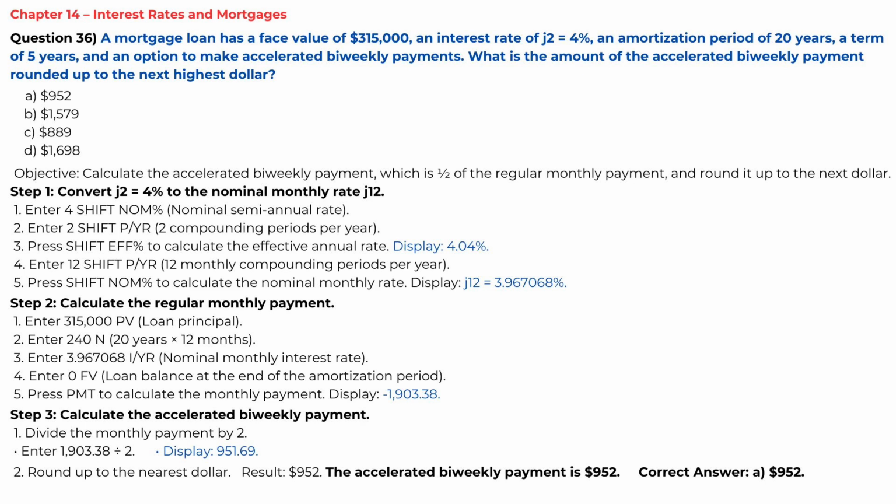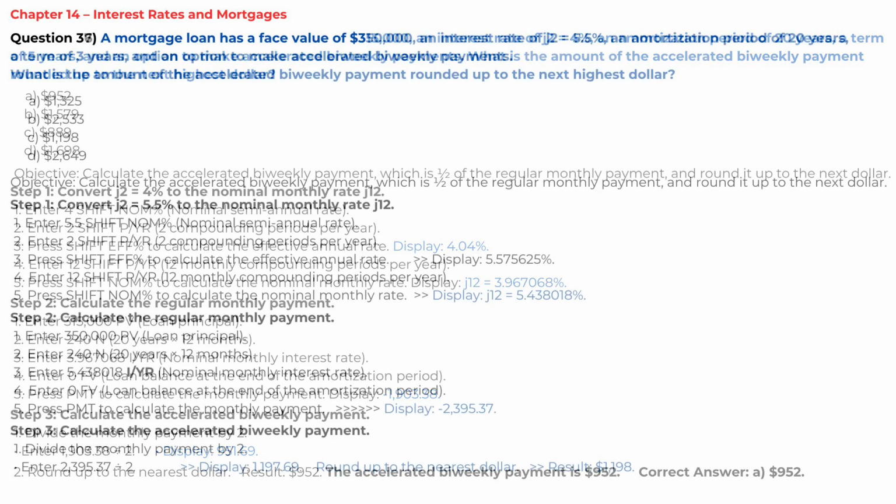Step 3. Calculate the accelerated biweekly payment. 1. Divide the monthly payment by 2. Enter 1903.38 divided by 2. Display 951.69. 2. Round up to the nearest dollar. Result 952. The accelerated biweekly payment is $952. Correct answer A, 952.